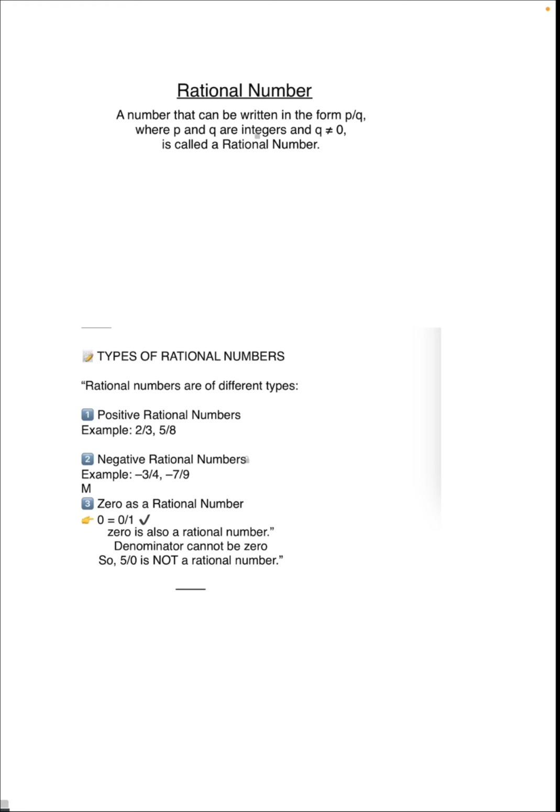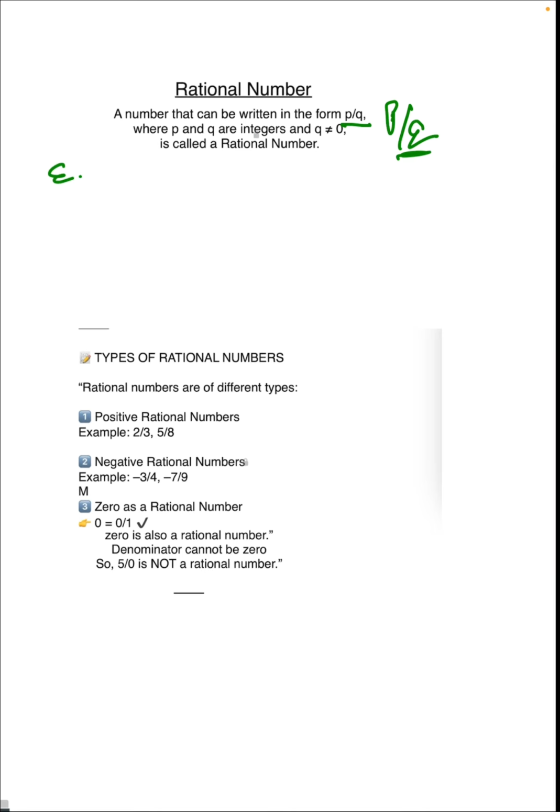So let's start. Today we will know what is a rational number. A number that can be written in the form of P over Q is called a rational number, where P and Q are integers and Q is not equal to 0.